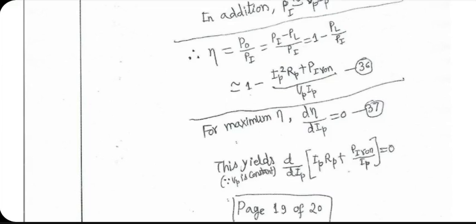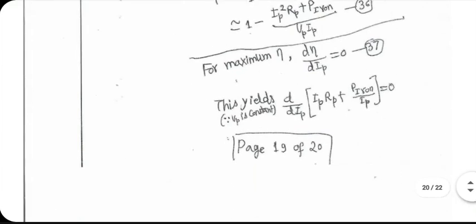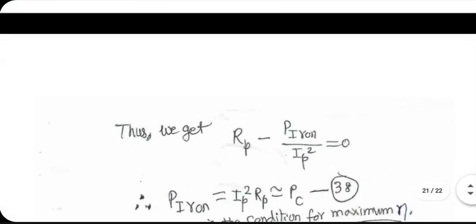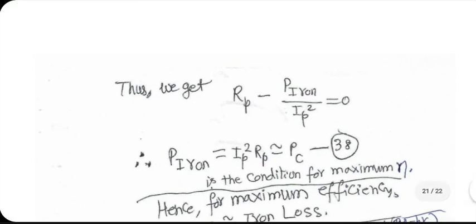This is the way I've done it. I'm sure you can do it yourself. So d eta by dIP equal to 0 leads to, after simplification, RP minus P iron upon IP square equal to 0, which means P iron equal to IP square RP. And IP square RP is nothing but copper loss. So what theory tells you is that efficiency will be maximum when copper loss and iron loss are equal to each other.